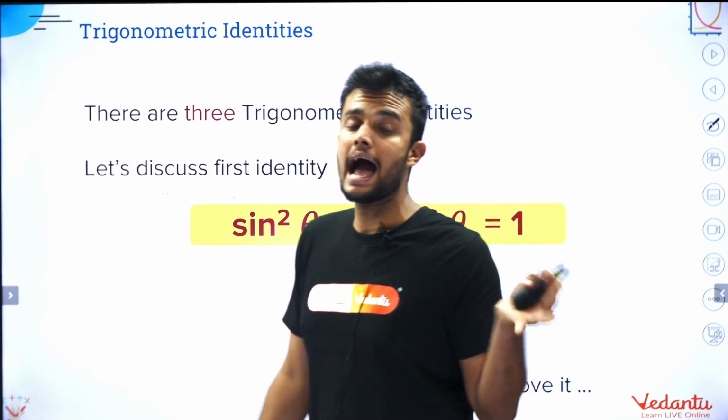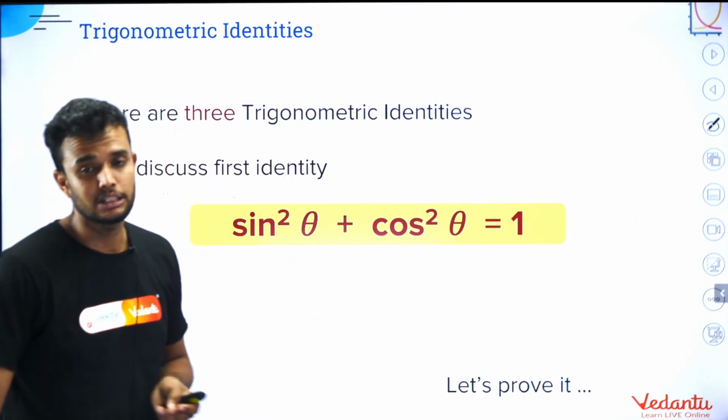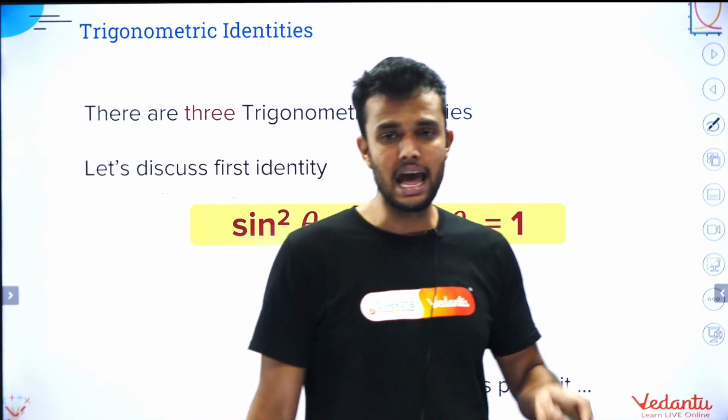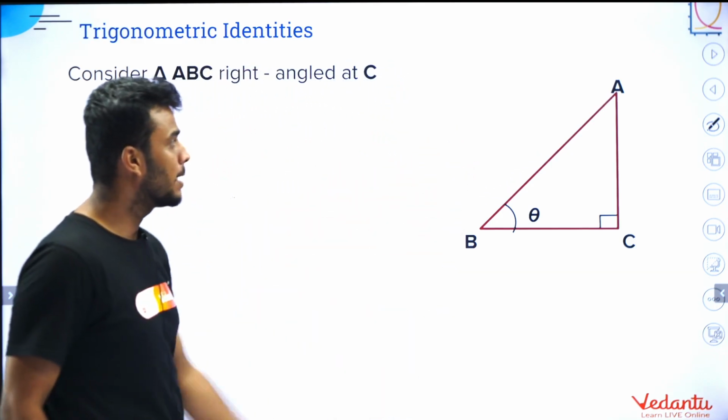Next, more trigonometry identities. Sin square theta plus cos square theta is equal to 1. This is the first identity, and in your syllabus only this identity is there. Okay, let's solve. Let's take an example here, students.